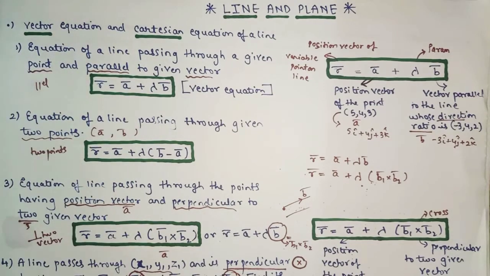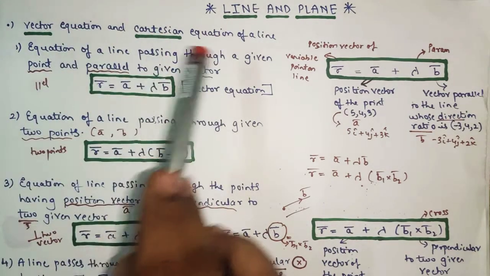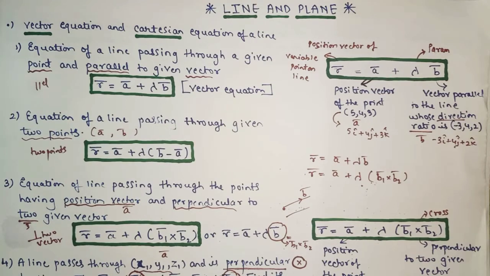Okay, so let's move on to the sums from the exercise. Let's begin with the first exercise, number 6.1. We'll take the sums based on the vector equation, not on the Cartesian equation, as we have not started with the Cartesian equation. We have completed the vector equation, so right now we'll take the sums only based on the vector equation. So let's begin.